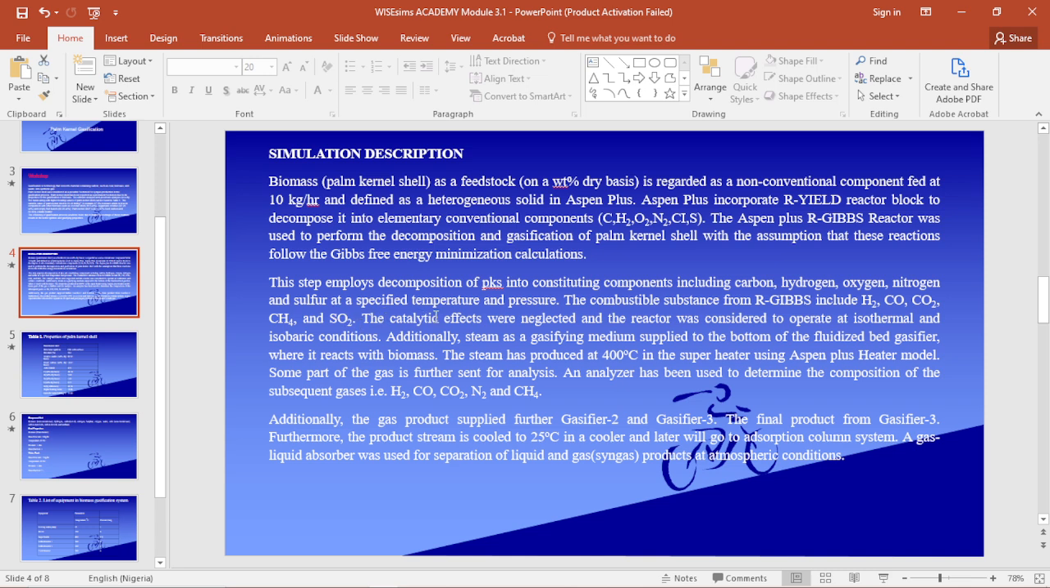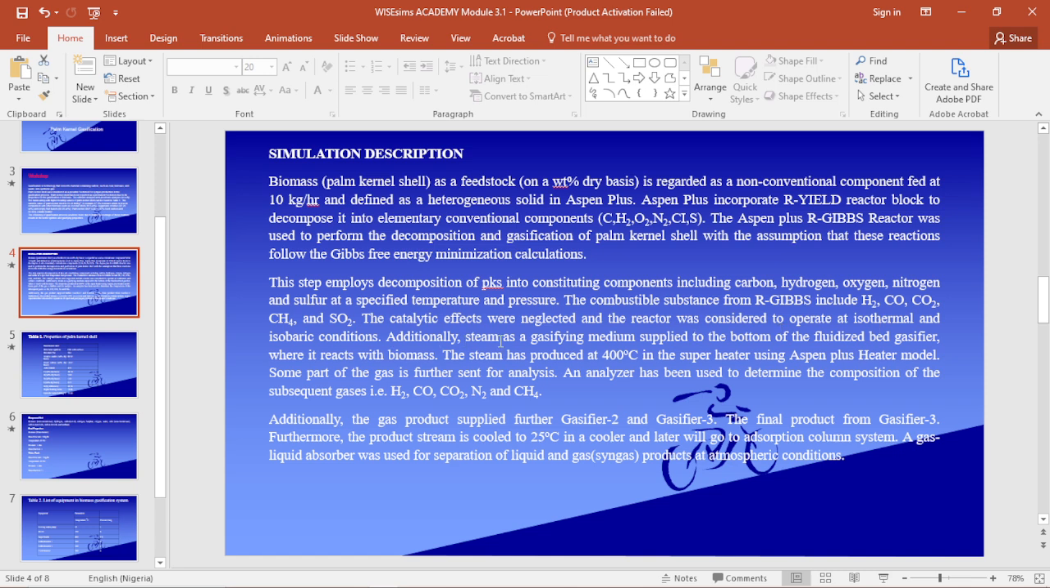So moving on, the catalyst effect was neglected. We didn't add a catalyst to it, so that's why it was neglected. And then it was considered to operate at isothermal and isobaric conditions.